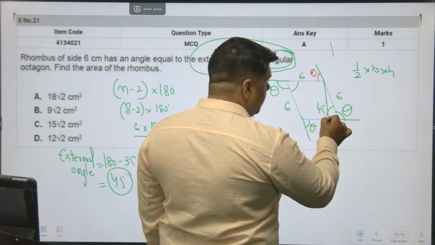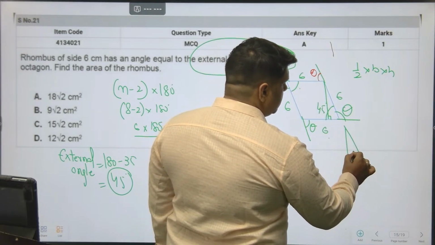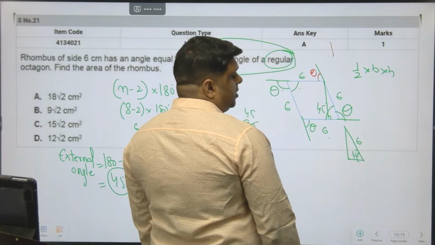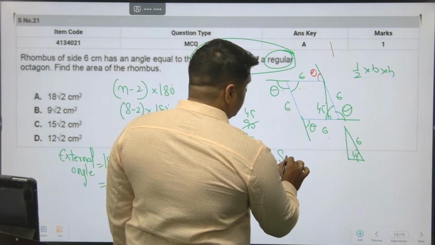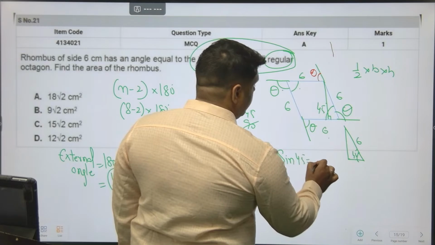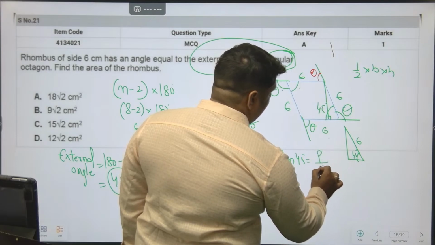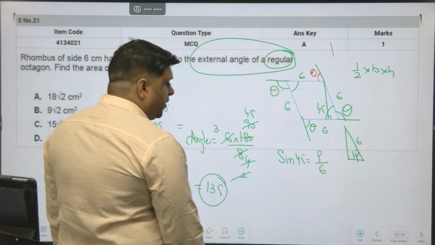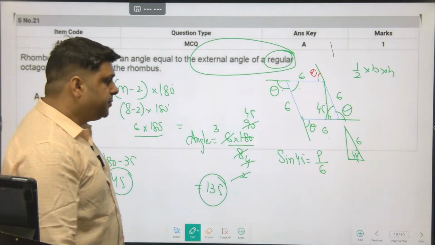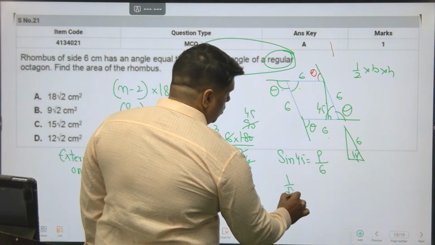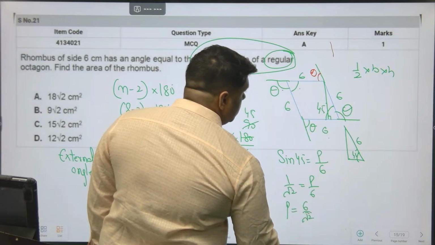So I can draw a perpendicular like this. So we will be getting like this. This is 45 degrees. This side is my 6. Okay, so I can find sine 45 here. Sine 45 is going to be equal to perpendicular upon hypotenuse, and hypotenuse is 6. Okay, and what is the value of sine 45? It is 1 by root 2. So 1 by root 2 is equal to p by 6. So the perpendicular here is going to be 6 by root 2.